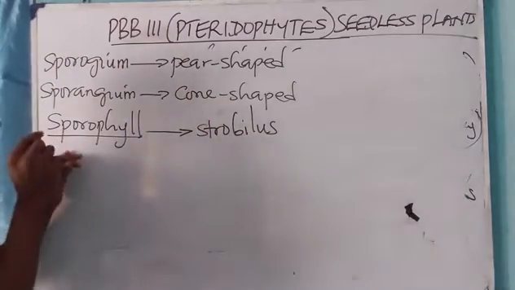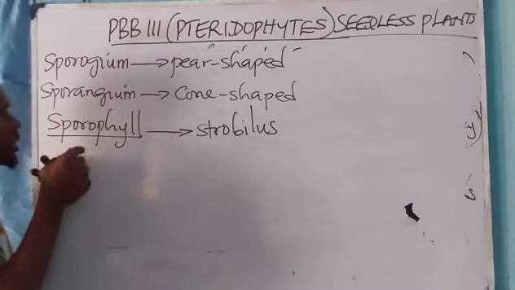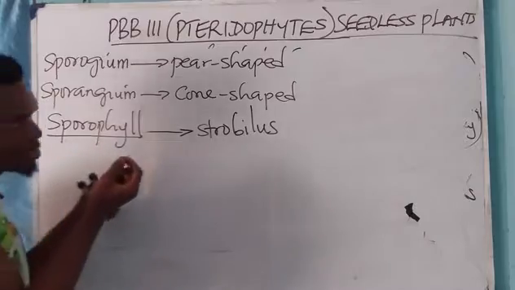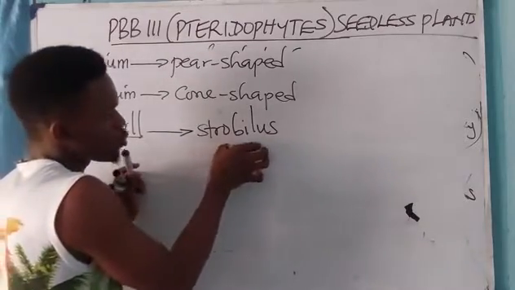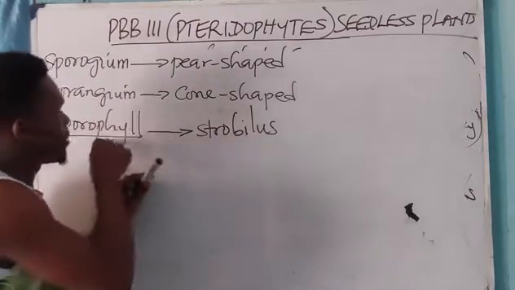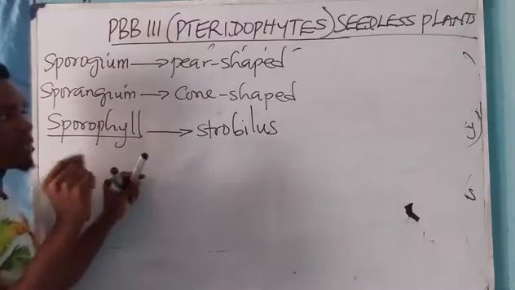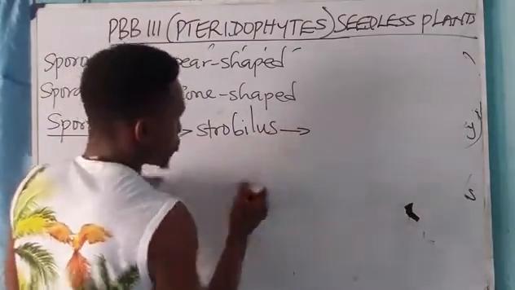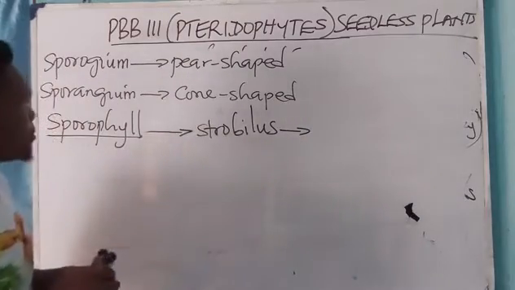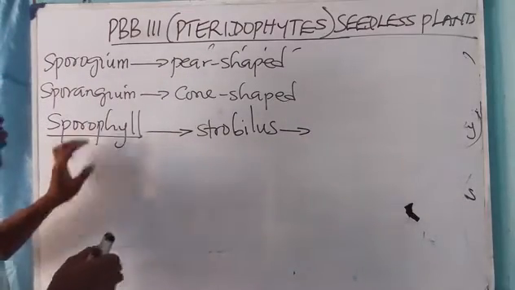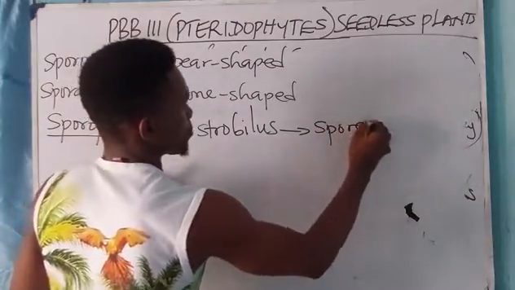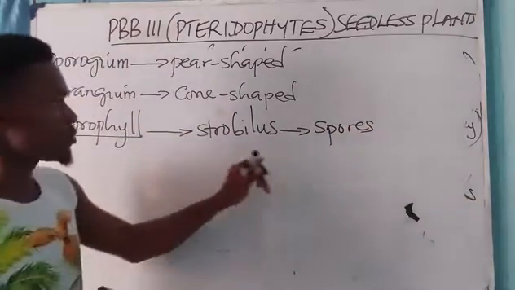I said at the tip of the stem, the sporophyll forms a spike. That spike is called what? Strobilus. The spike formed by the sporophyll at the tip of the stem is called what? Strobilus. Now, the sporophyll produces what? Spores.